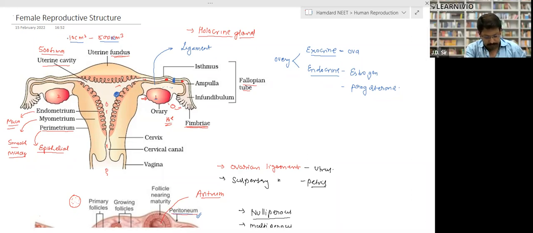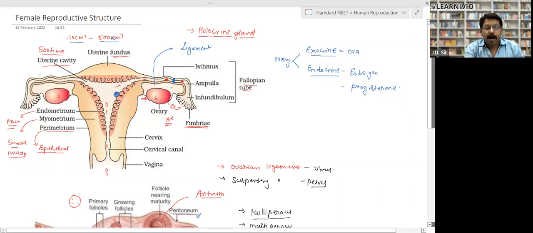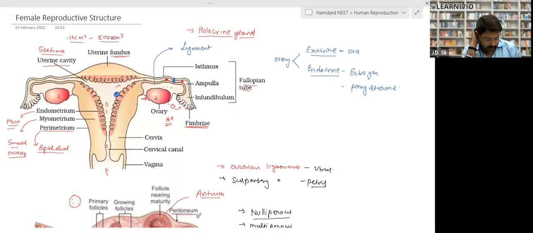The uterus has a thick, highly vascular wall covered by outer perimetrium, middle myometrium, and inner endometrium. Full stop.